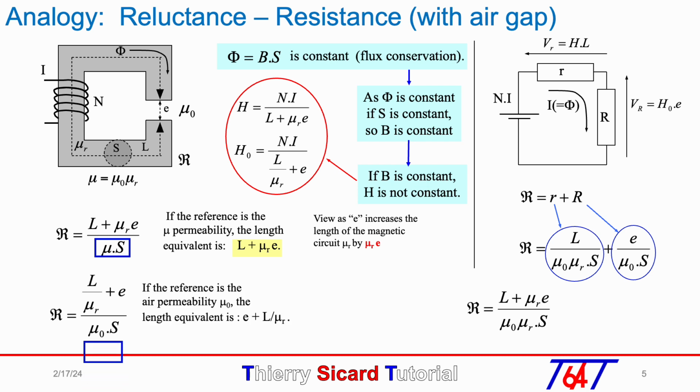For the second way, we take the main reluctance as the air gap, so we have a reluctance of E over mu0 S. In this case, the magnetic circuit of the length L and the relative permeability mu R can be seen as a magnetic short circuit for the magnetic flux by increasing the air gap E by the additional length L over mu R.